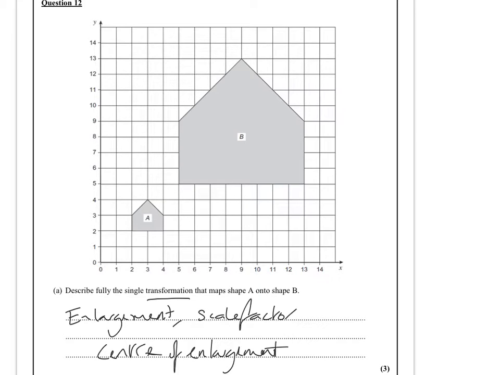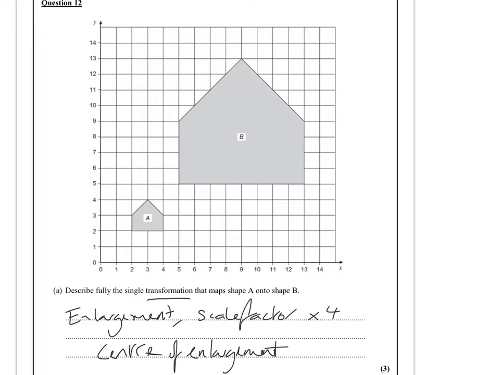We can tell the scale factor by just looking at it. We're going from A onto B, so this is the original shape, and it's gone up to this shape. If we compare a side length, this bottom side length here is 2. If I then compare that to this side length here, which has a side length of 8, to get from 2 to 8, I'd have to multiply it by 4. So my scale factor is multiplying by 4.